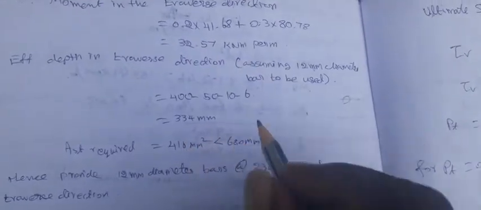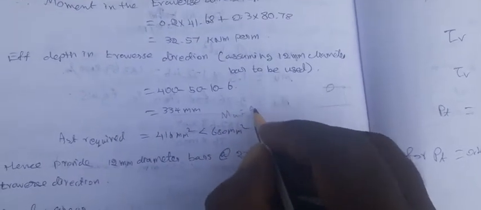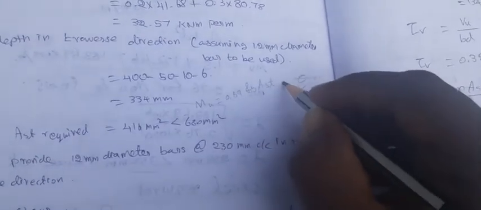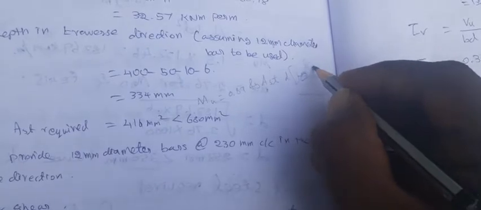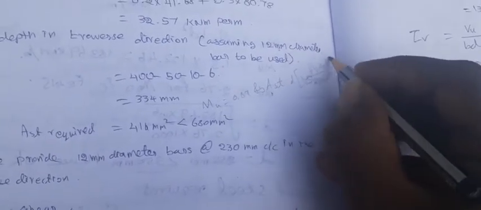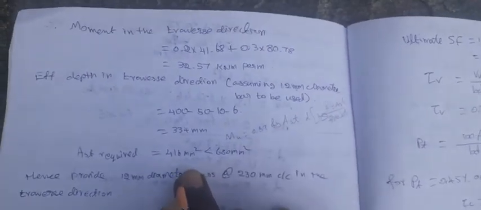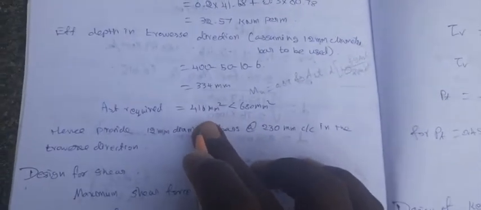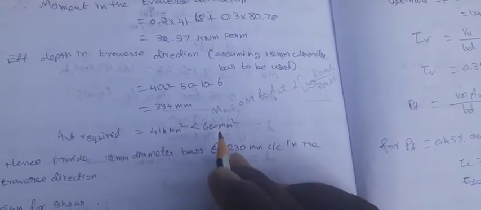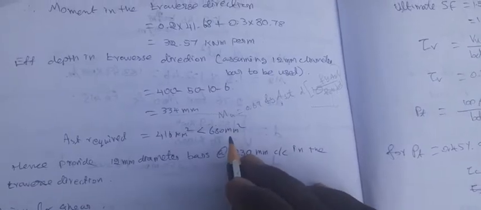With the moment and depth, we have to find the Ast required. Mu is equal to 0.87 fy Ast d into (1 minus fy Ast divided by fck b d). This is a well known formula. By applying this formula, we find the Ast required as 416 mm square. This is lesser than 680 mm square, which is the minimum reinforcement required.